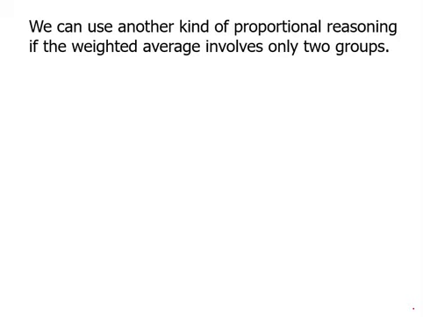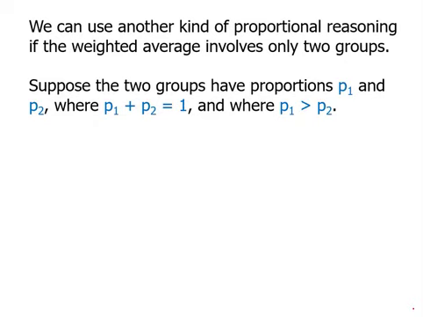We can use another kind of proportional reasoning if the weighted average involves only two groups. Suppose the two groups have proportions P1 and P2. So those are two proportions that add to 1. And we're going to say for the sake of argument that P1 is the bigger group. So P1, group 1, is bigger than group 2.